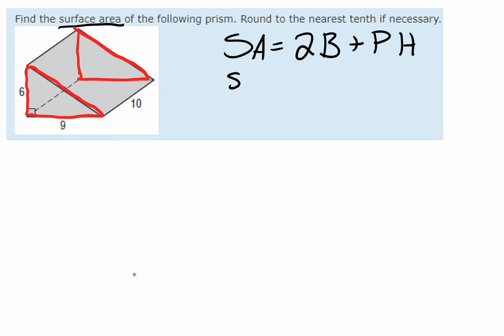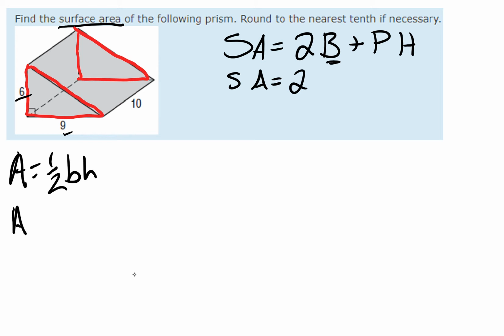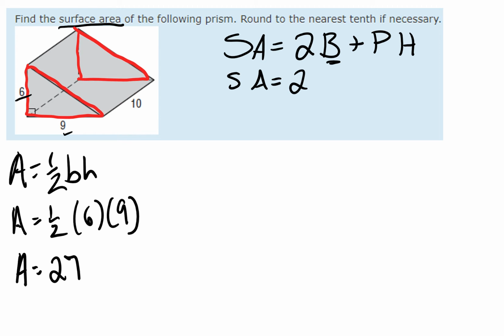So we're going to start by looking at what we need to plug in. Area of the base comes first. So that's 1/2 base times height. Nice thing about right triangles, especially when you have both little legs, is one leg is the base, the other leg's the height. It doesn't matter which is which, but you're going to use them both. So your area is 1/2 times 6 times 9. And half of 6 times 9 gives us an area of 27. Go ahead and throw the 27 in there for the area of our base.